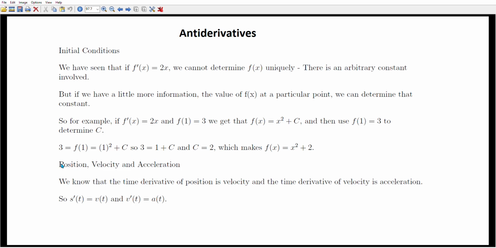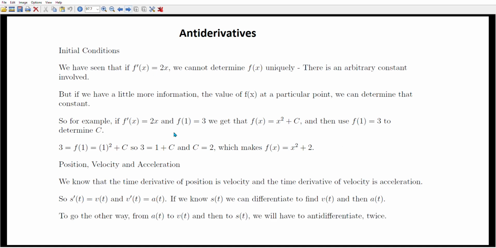This is particularly useful when we start thinking about position, velocity, and acceleration. We already know that the time derivative of position is velocity, and the time derivative of velocity is acceleration. So what that says is s prime of t is v of t, and v prime of t is a of t. If we know s of t, we can differentiate to find v of t, and then we can differentiate that to find a of t. To go the other way, from a of t to v of t, and then to s of t, we will have to antidifferentiate twice. And what we've seen then is we need initial conditions, and because we're doing it twice, we're going to need two initial conditions.